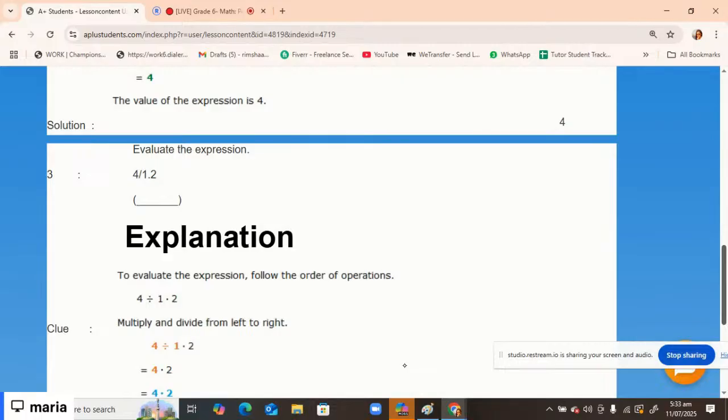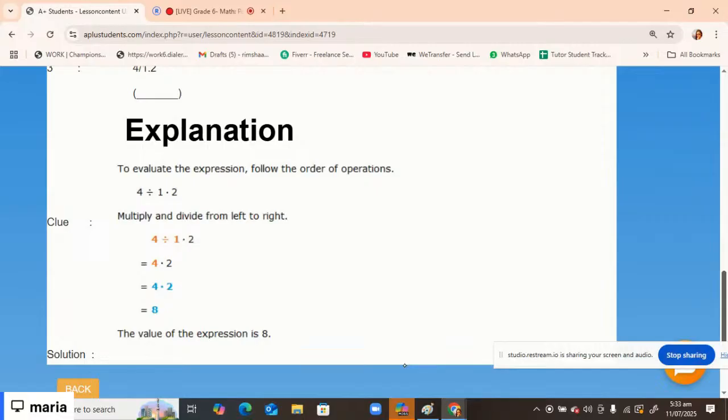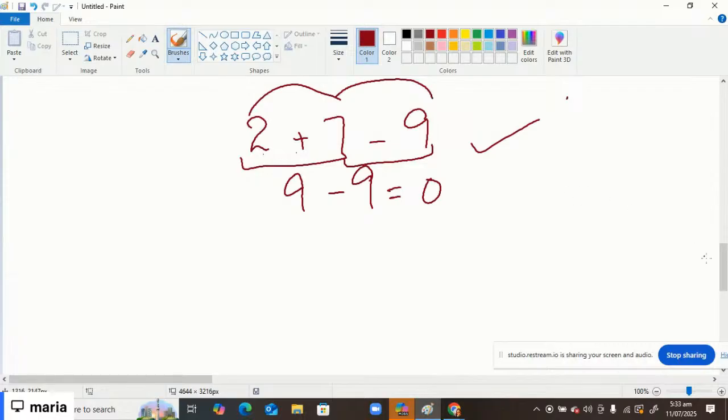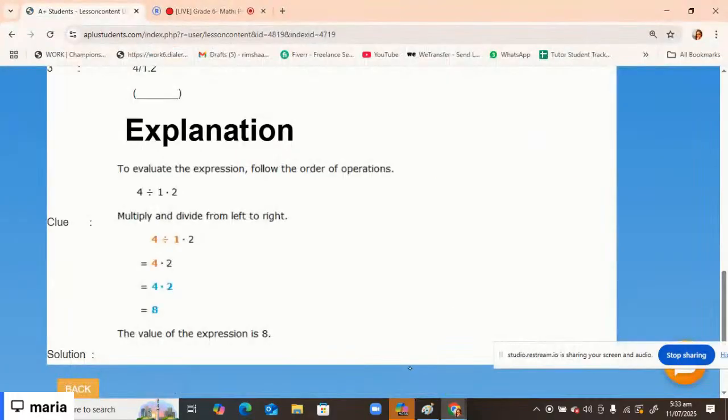Sometimes something is divided. 4 divided by 1 times 2. Whole numbers are multiplied with whole numbers. So how can we do it? 4 divided by 1 times 2. 4 divided by 1 is 4, times 2 is 8. This is an expression that we have done.